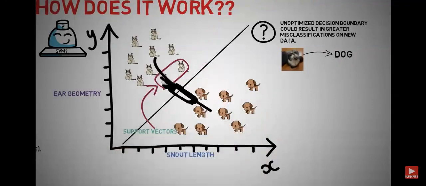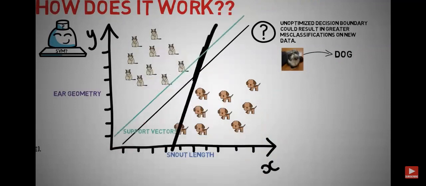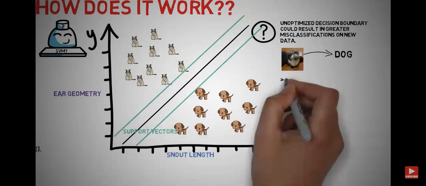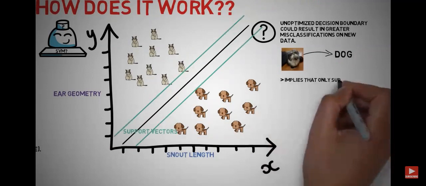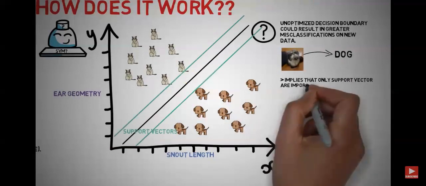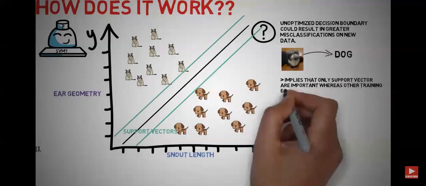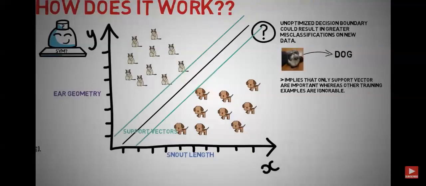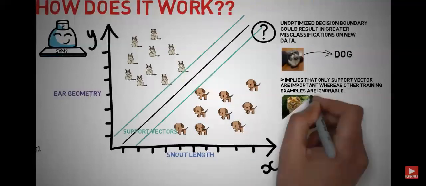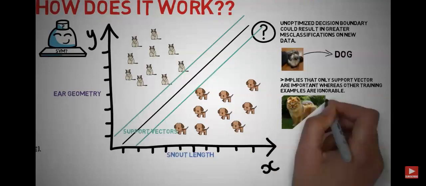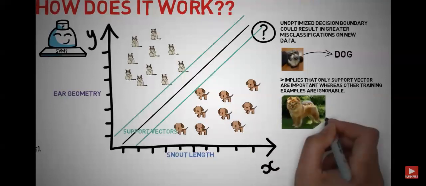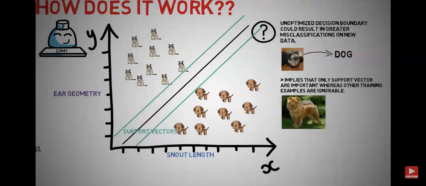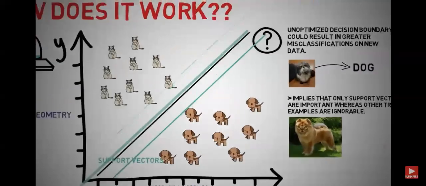These points are also known as support vectors, which are defined as data points that the margin pushes up against, or points that are close to the opposing class. So the algorithm basically implies that only support vectors are important, whereas training examples are ignorable. For example, if we have a dog that looks like a cat, or a cat that looks like a dog, we want our classifier to look at the extremes and set our margins based on these support vectors.